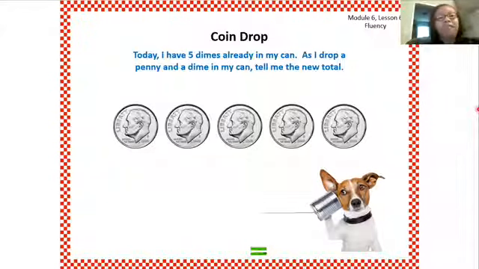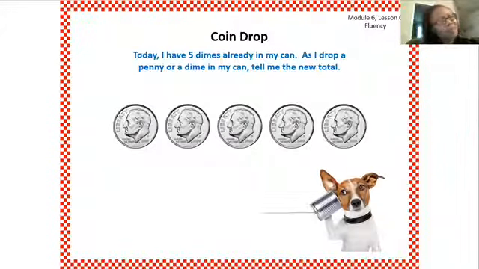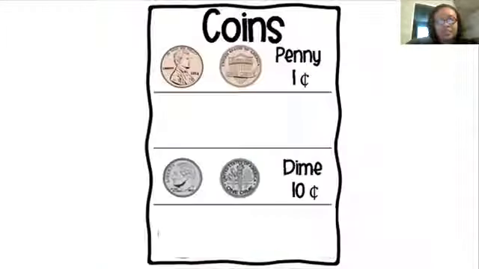Today, I have 5 dimes already in my can. As I drop a penny and a dime in my can, tell me the new total. Let's think about this. I know that a penny, the brown one, is 1 cent, kind of like a 1, or just a single dot on the paper when we draw our math pictures. I also know that a dime is 10 cents.